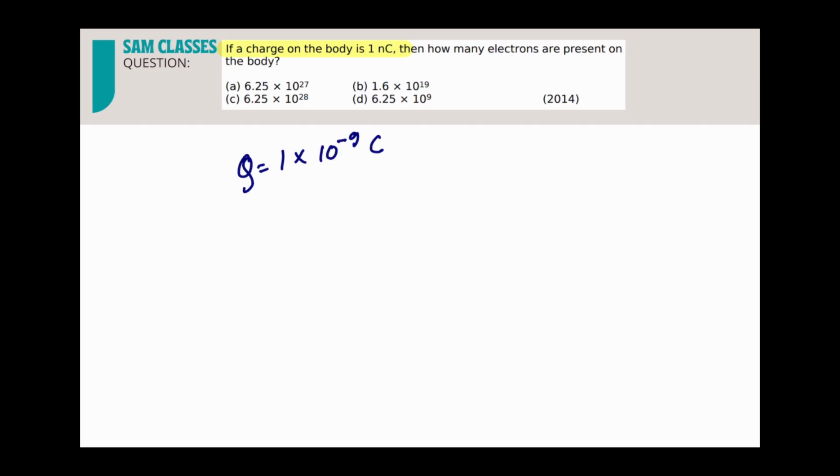We already know Q is equal to nE. The total charge on any body is an integral multiple of the charge on a single electron. We need to find n, so n is equal to Q by E. How will we find it? We don't have to do the total calculation. If you do a little calculation, we can eliminate most of the options and get the answer in less than 5 seconds. So let's see what we have.